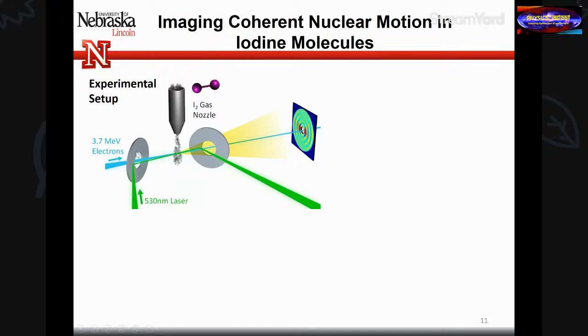To introduce the laser in and out of the sample volume, we use these holey mirrors, which have a hole in the center for the electrons to pass through. And all of this is, of course, inside of a vacuum chamber. Then we use a detector, and in this case, the detector is a phosphor screen, which has a hole in the center for the through beam to pass, and then only the scattered electrons get collected, and this gets imaged into a camera.